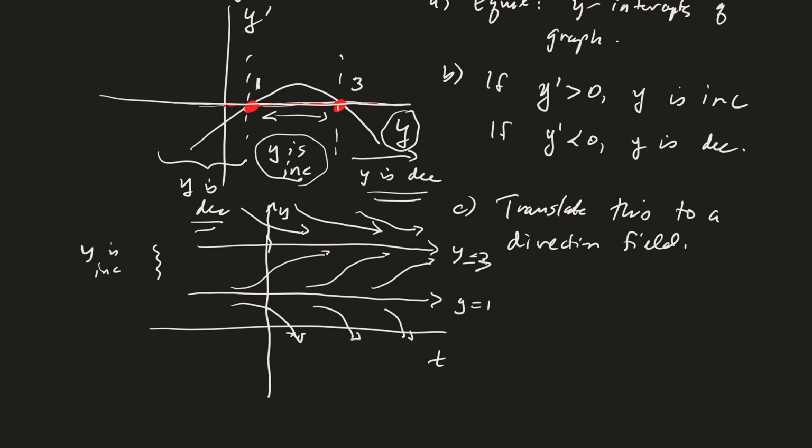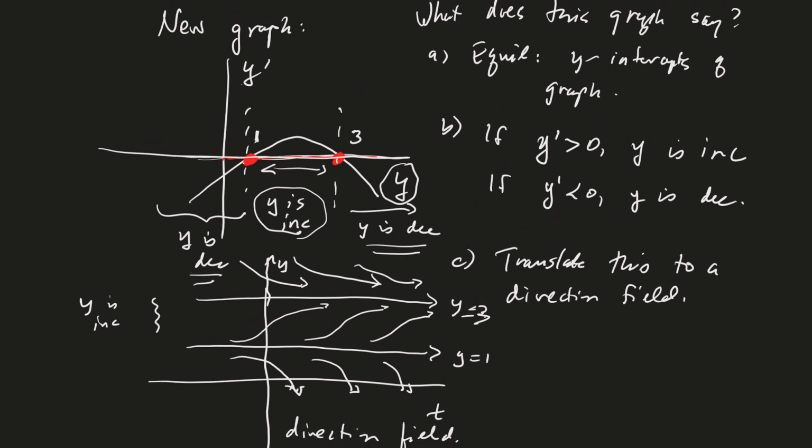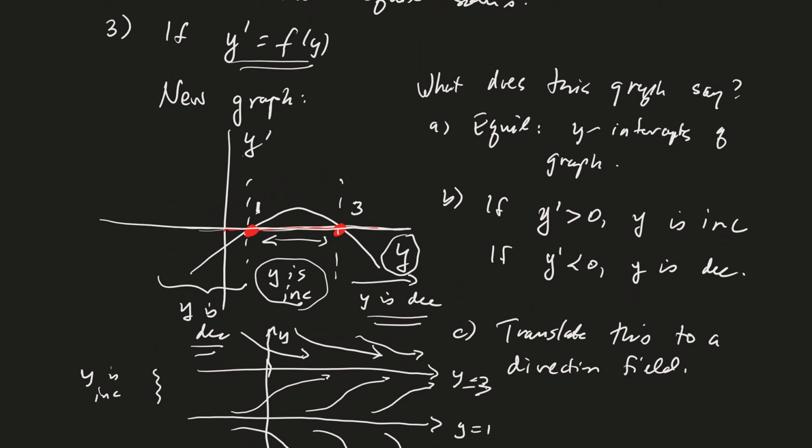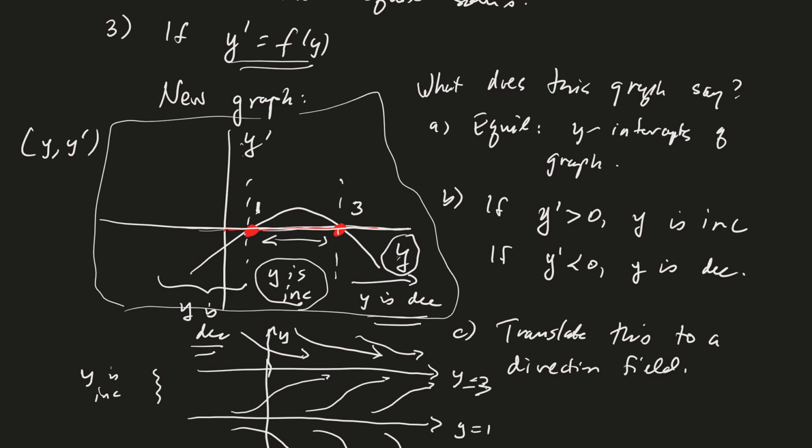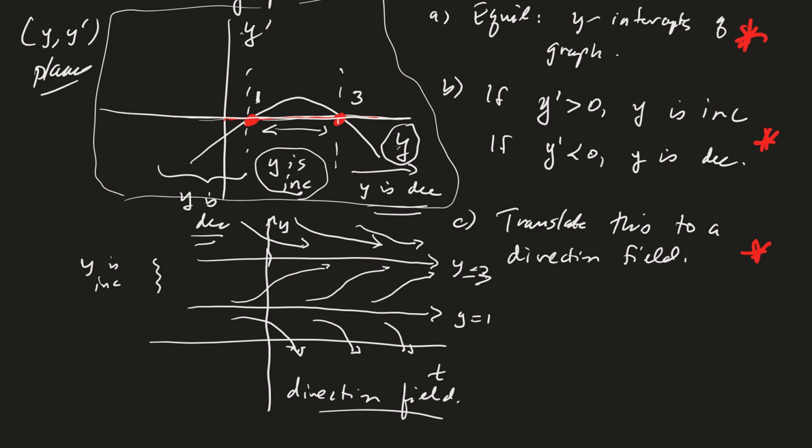This is an example of the direction field for this differential equation. Actually, this is a plot of possible solutions to the differential equation. Okay, so just as a quick summary then, if you're looking at y prime equals f of y, then you can graph the function f of y in the y prime y plane, or I should say y prime plane. Okay, and from that you can get these pieces of information. You can talk about the equilibrium, you can talk about where the function is increasing or decreasing, and now we can also translate that information to the direction field.